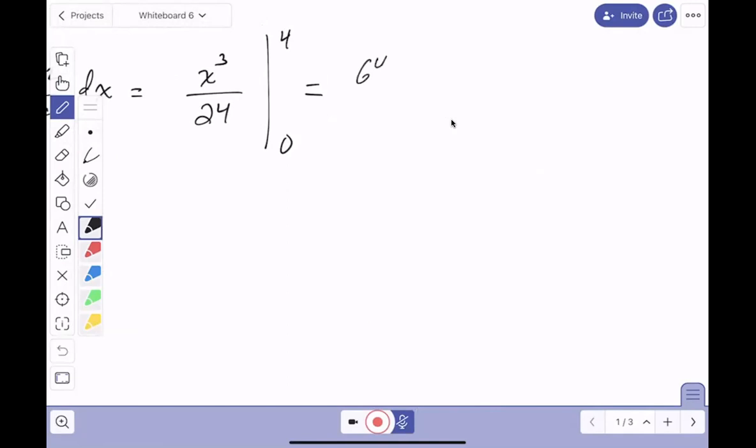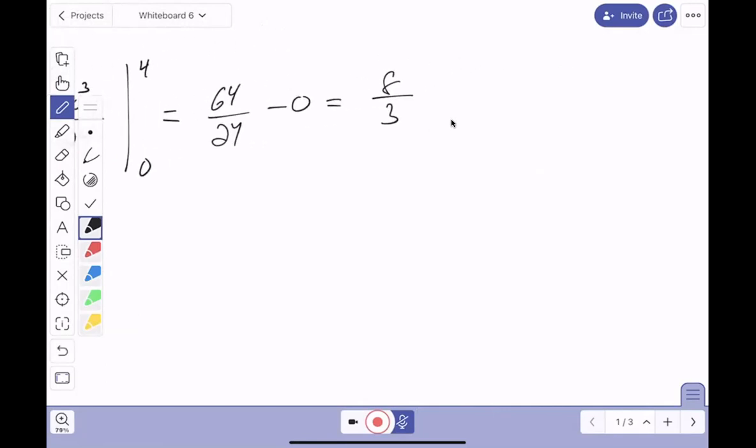This is 64 over 24 minus 0. Well, I've got to reduce that. I'm going to say 8. 8 goes into 64 8 times, and it goes into 24 3 times. So I'm going to say 8/3 cubic units.